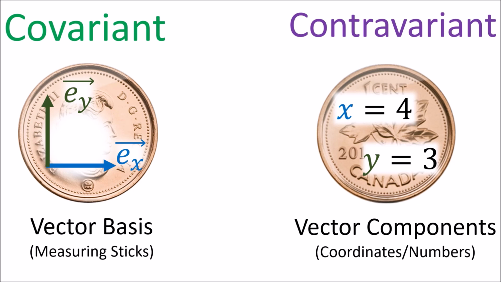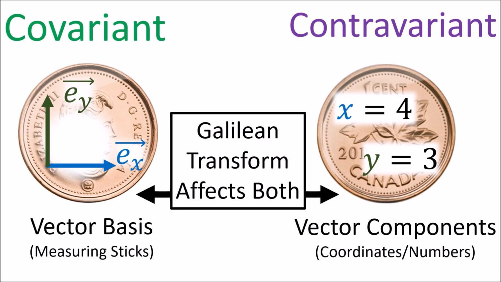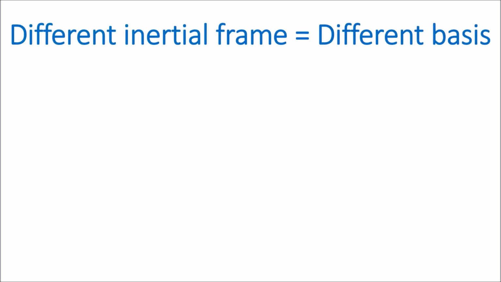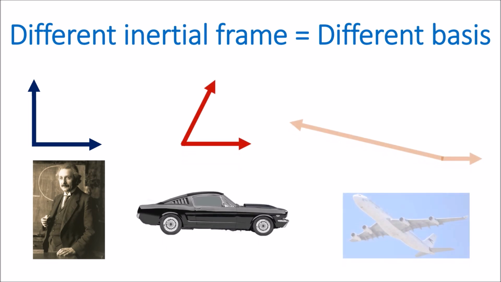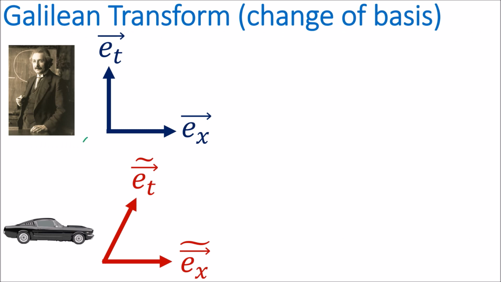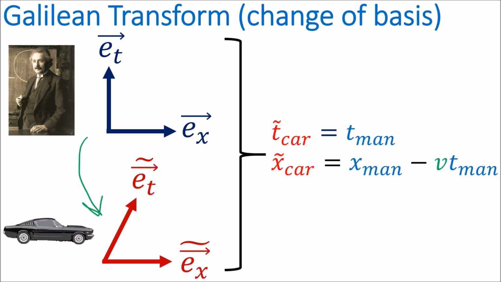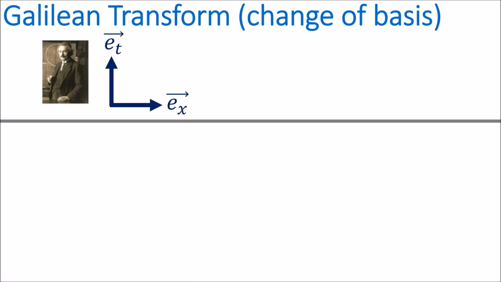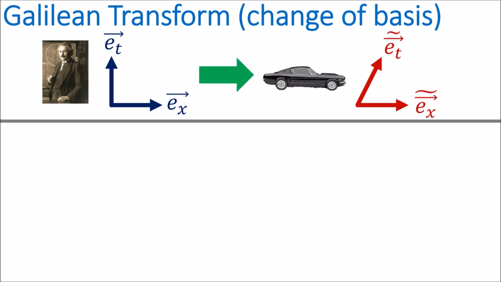I'd like to show you how the Galilean transform affects the basis vectors, which are covariant, as well as the vector components, which are contravariant. We learned in the last video that every inertial frame has its own space-time basis, where the time vector is angled to align with the frame's world line. We're going to find that knowing how to change from the scientist's space-time basis to the car's space-time basis will result in the coordinate change formulas that we need. So let's start with the scientist's space-time basis and see if we can convert it into the car's space-time basis.